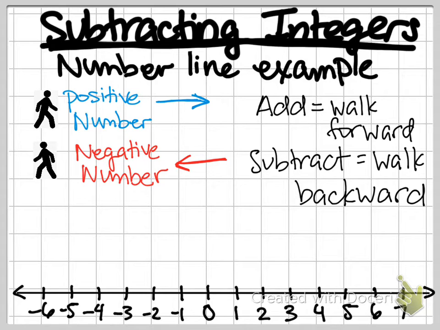Once again, we're going to be using a number line, but this time instead of adding, we are going to be subtracting integers. When we went over the addition example, adding always told us that our person was walking forward. So the difference with subtraction is that subtraction tells us that our person is walking backwards.